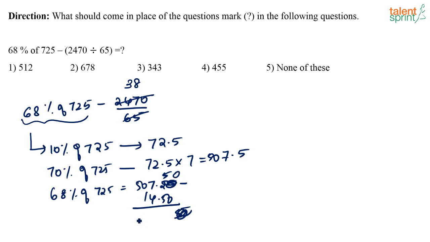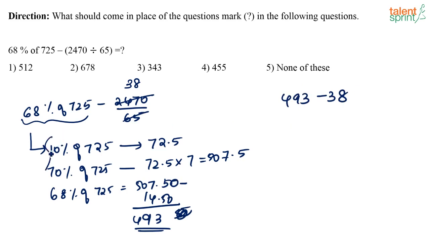Okay. So, this is going to be 493. So, 50. What is 68% of 725? It is 493. So, 493 minus 38 will be your answer.